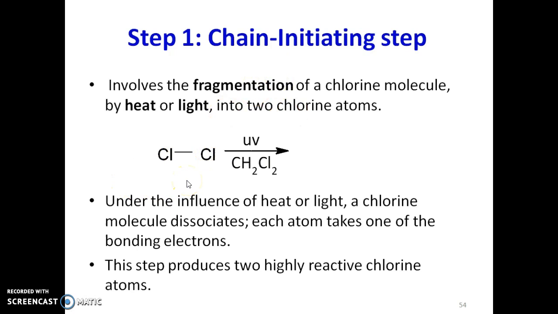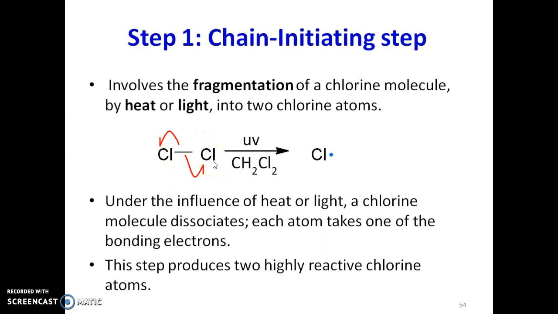They use UV as a condition, and it will undergo homolytic cleavage. So the 2 electrons from the Cl bond will break symmetrically. 1 electron will go to the Cl on the left-hand side and 1 electron will go to the Cl on the right-hand side. We use a single-headed arrow because we show the movement of 1 electron.